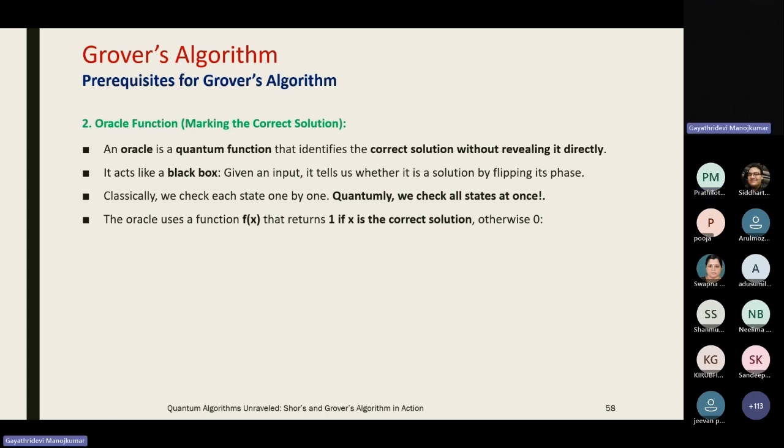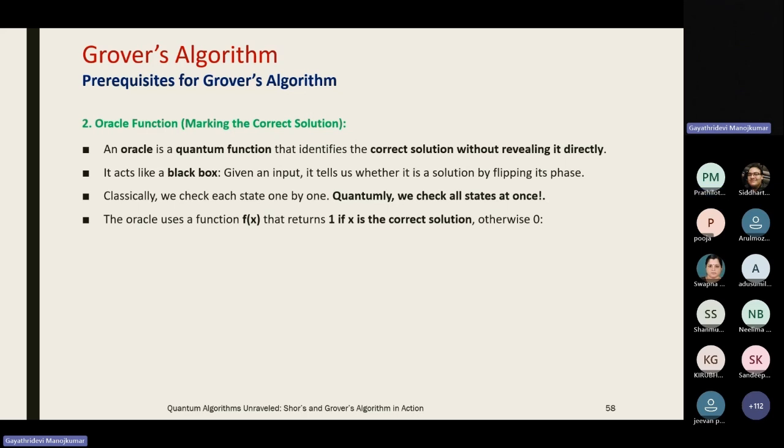As we already said, classically we check each state one by one, but in quantum we can check all states at once. This can be done with the help of an oracle function. This is a function that can be represented as f of x. It returns 1 if x is the correct solution. If x is not a correct solution, it gives us a 0.